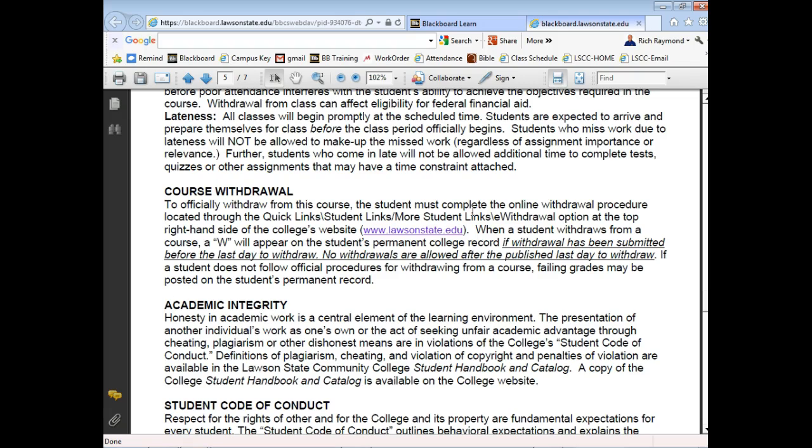So if you withdraw before the last day to withdraw, you will get a W in the class. A W does not count against your grade point average at all. You'll have to retake the class, but it don't count against your GPA. The published last day to withdraw is on the college calendar, on the Austin State website, and I will put it on Blackboard in the calendar. If you don't withdraw by the last day to withdraw, then you will get a grade in the class. Everybody understand that?